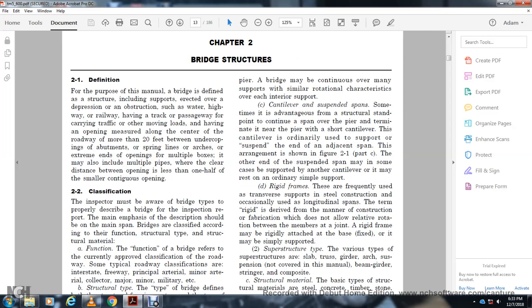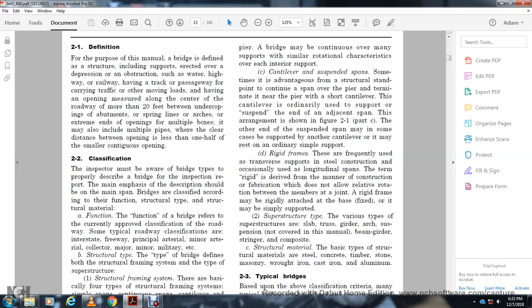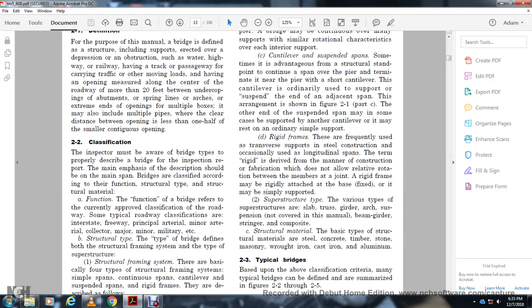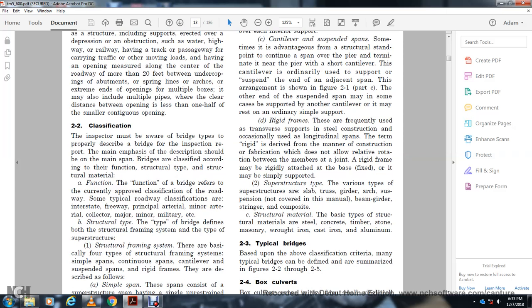Superstructure. The various types of superstructure are slab, truss, girder, arch, and suspension, not covered in this span; also beam, girder, stringer, or composite. The structural material: the basic types of structural material are steel, concrete, timber, stone masonry, wrought iron, cast iron, and aluminum. Figure type 3 typical bridges based upon the above classification criteria. The typical bridges can be defined and are summarized in Figures 2.3 through 2.5.